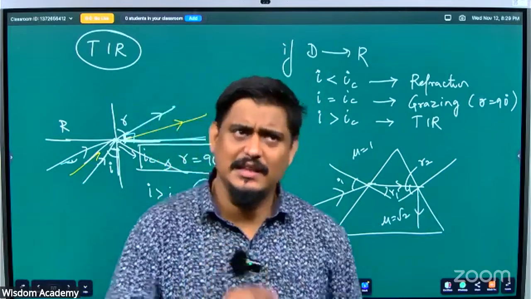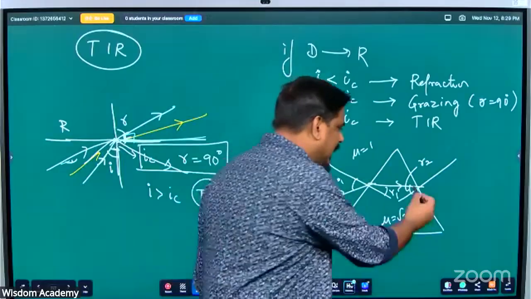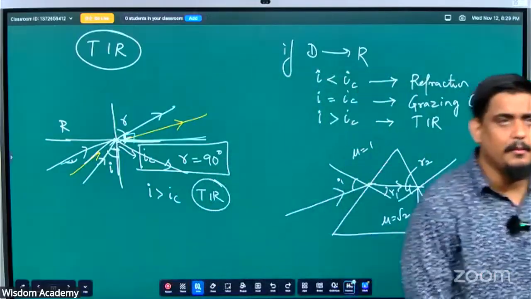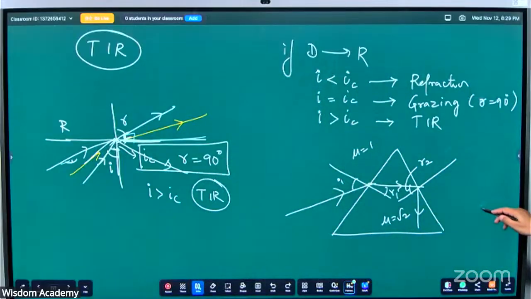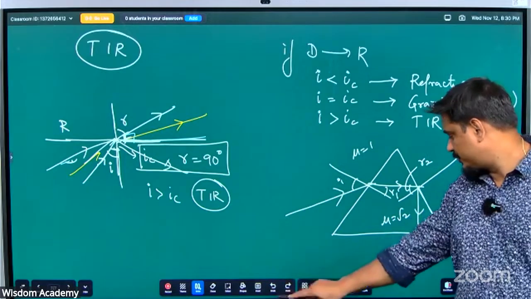If it is less than critical angle, no problem. Usually it will come out. But coming out of light is only possible if the angle of incidence is less than critical angle. If it is equal to critical angle, it will come out like this, isn't it? If it is more than critical angle, it will undergo total internal reflection. I hope you understand this.